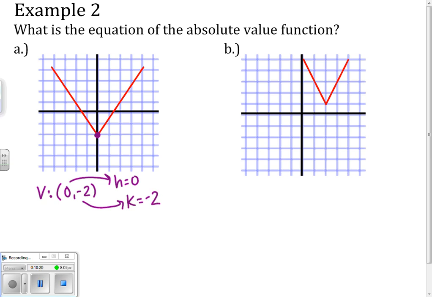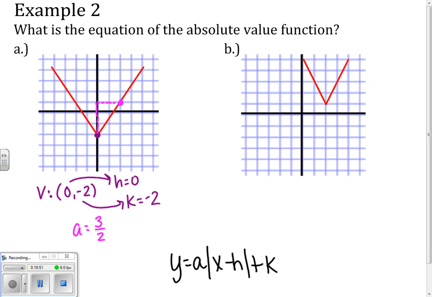Now, when it comes to vertex form, I'm going to write it down here so you can see it. It's what you wrote on the front of your notes. I need an A, an H, and a K. I've got H and K. The only other thing I need is A. And A is the value that you have to rise and run to get to the next point. So I see a nice point over here. I have to rise 1, 2, 3, and run 1, 2. That means that my A value is 3/2. This has been stretched. 3/2 is larger than 1.